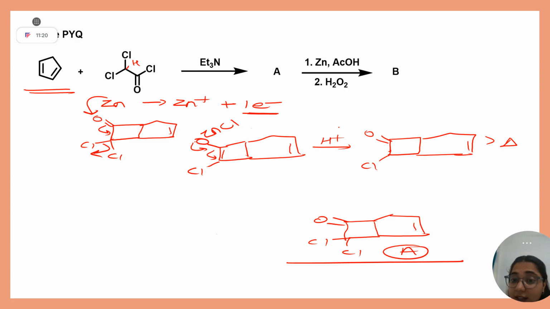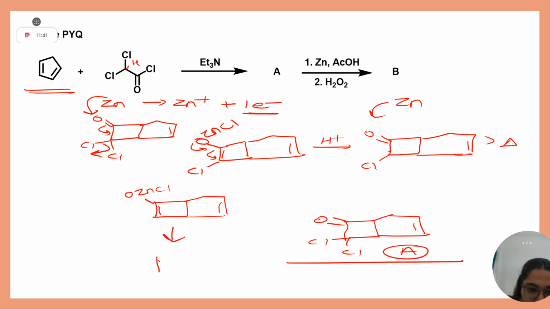Again, in your reaction medium, zinc is there. Again, it will give one electron to this oxygen. And what will it form, student, finally? Double bond, OZnCl, and at last you will get the ketone only. So what has zinc acetic acid done here? Removed those two chlorine atoms. Clear? Clear or not? Yeah, ma'am.